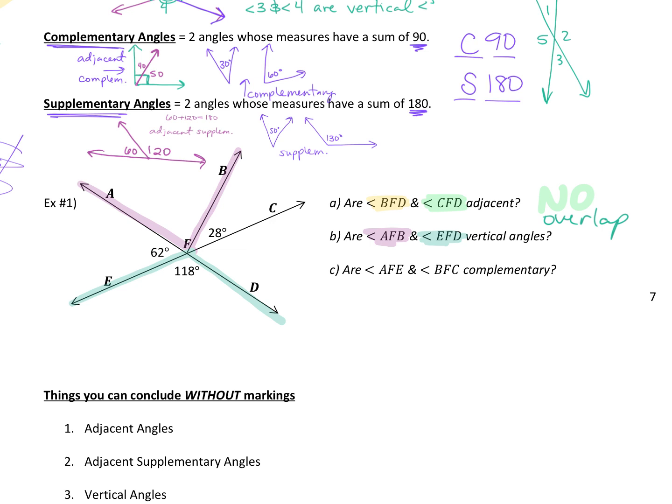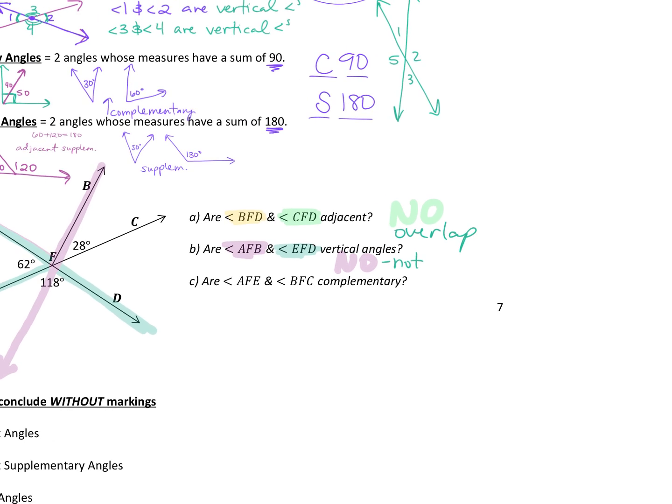Because they're not opposite rays. Right. So this one's opposite, this makes a straight line. But if I take FB and extend it straight the other way, it would have to go here. You see that? So that makes them not vertical angles, because they are not opposite rays.